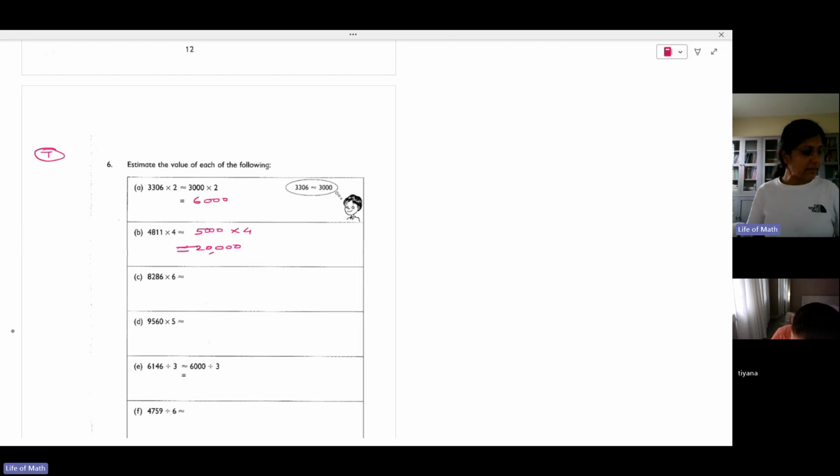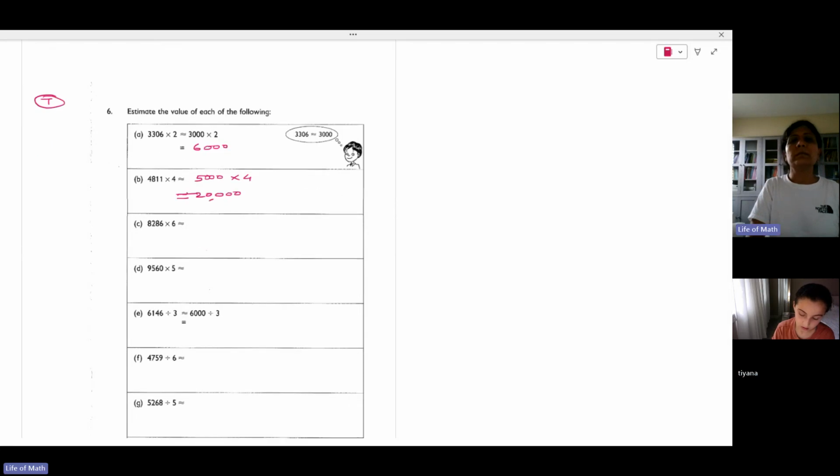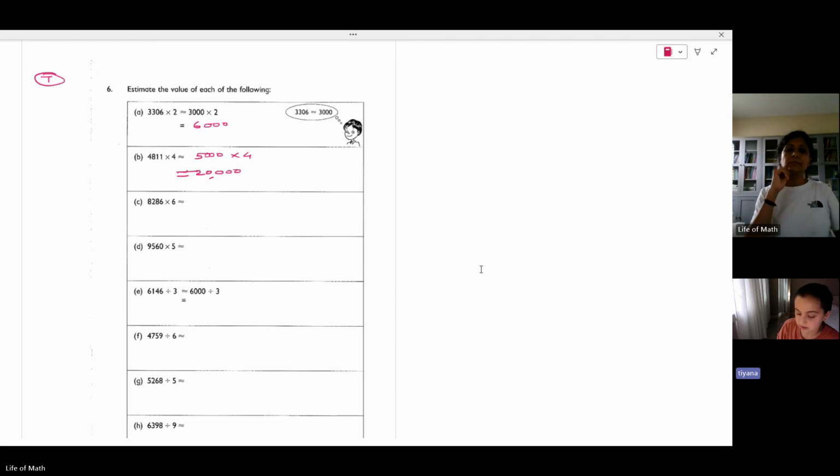So what will happen at C? How would you solve C? Let me just write B. Okay, C. So you would round it to 8,000, and 8,000 times 6 is 6 with 3 zeros added, so 48 with 3 zeros, 48,000. Yes, 48,000. Then D.